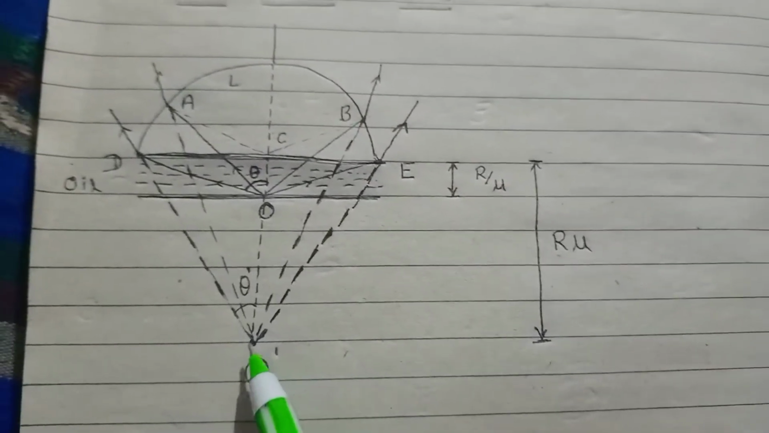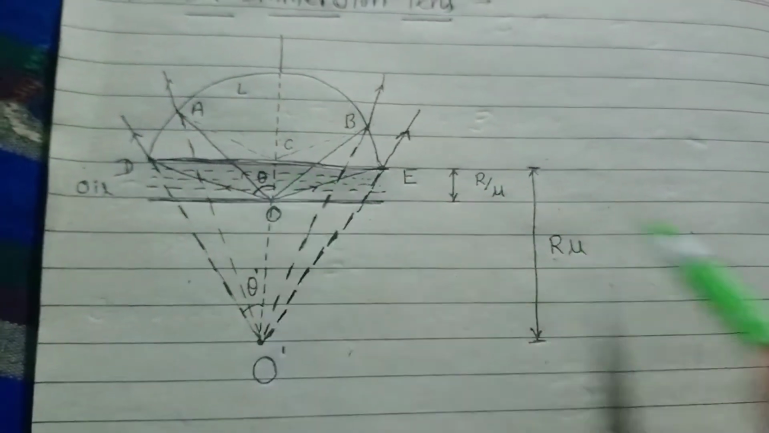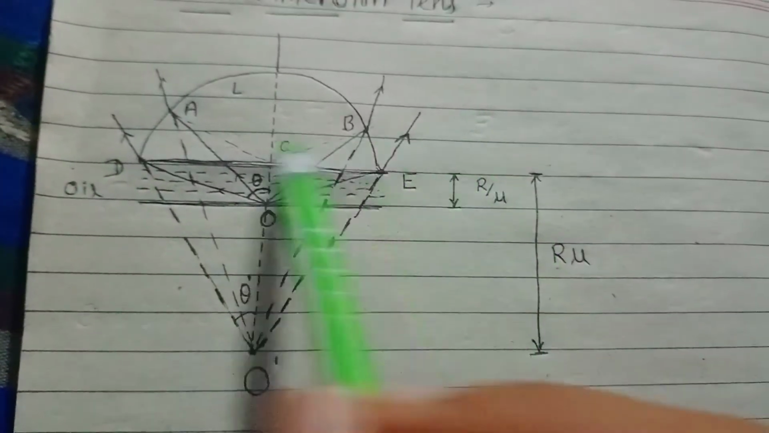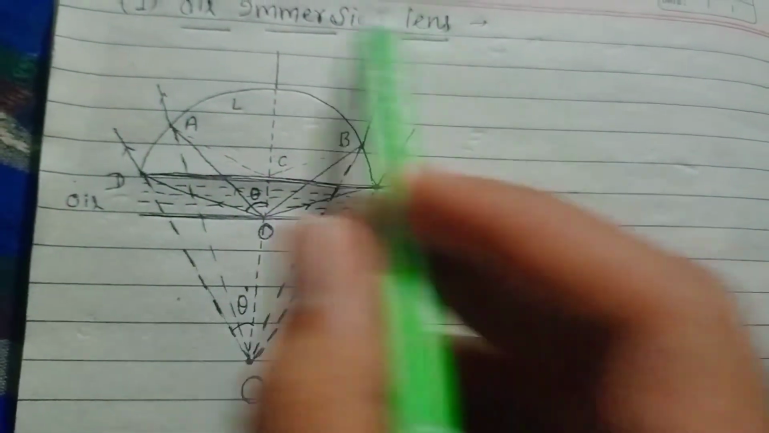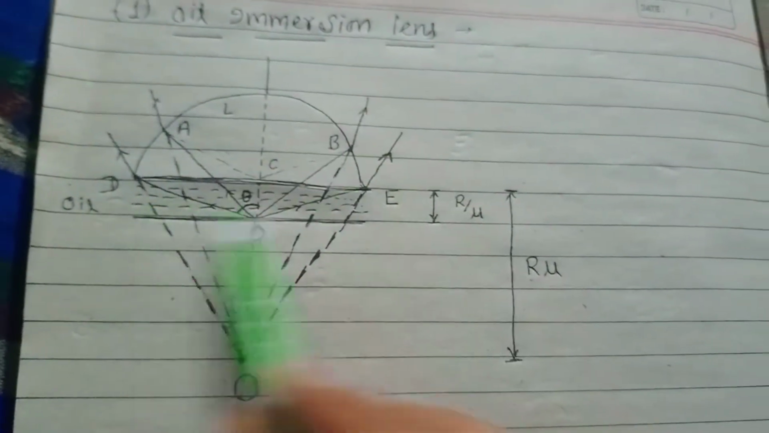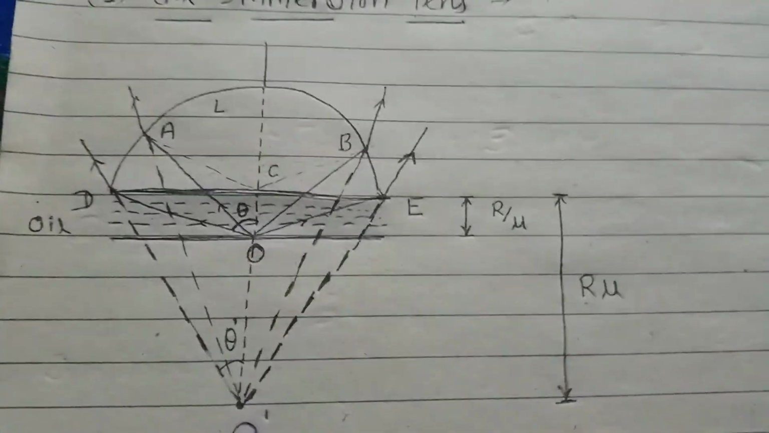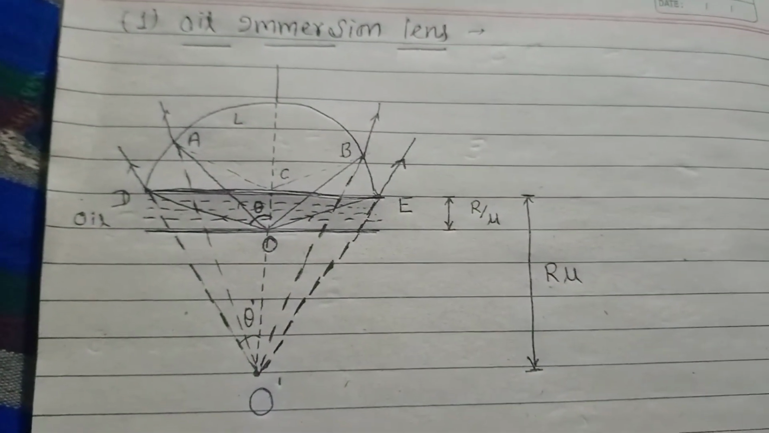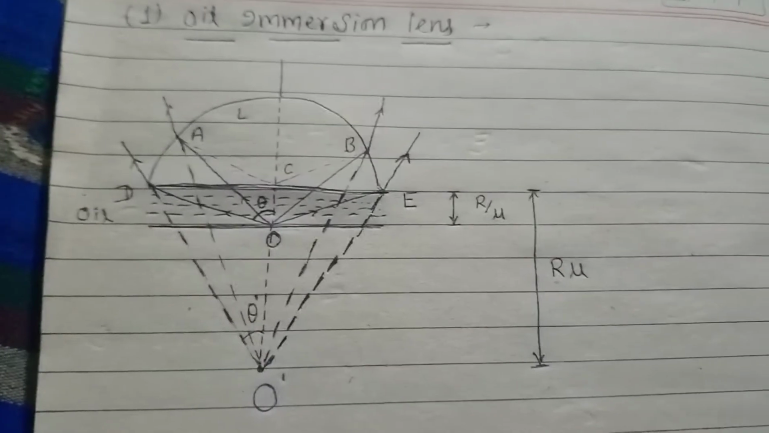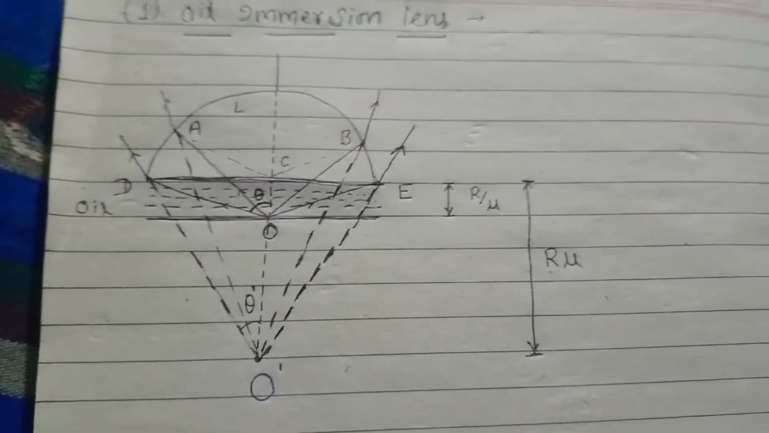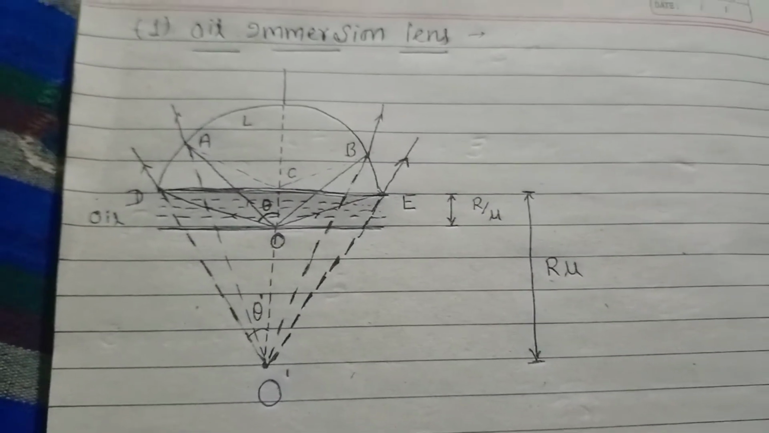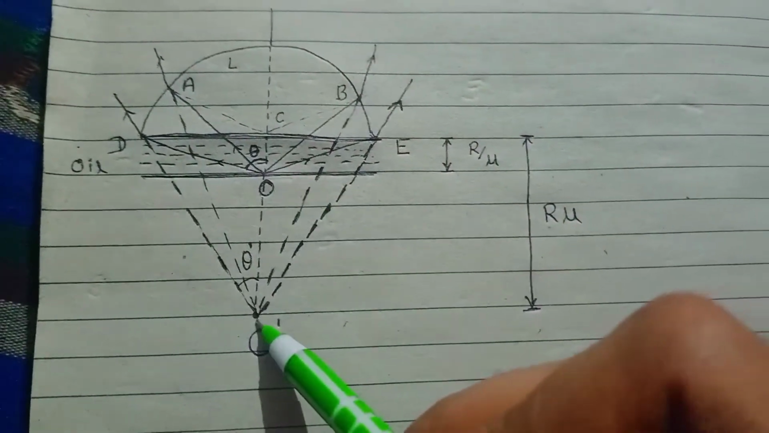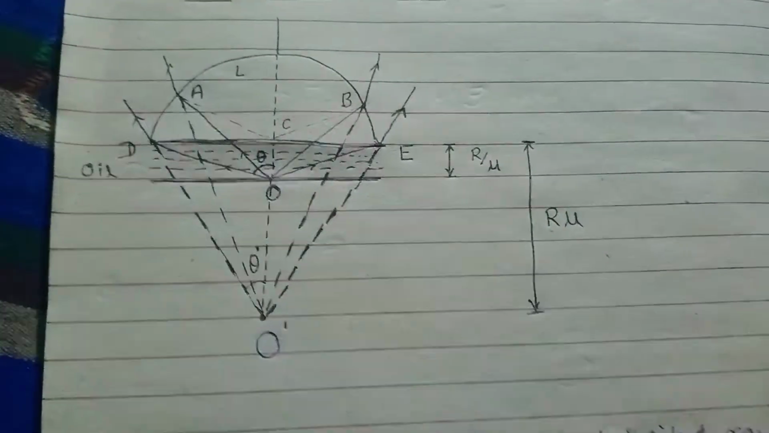And the distance of point O dash from the center of the lens is R mu. So you can see all these four rays make a very wide beam of light without any problem of spherical aberration, which is the work of aplanatic points. The aplanatic points give us a beam of light without any spherical aberration. It is the application. So here point O and point O dash are the two aplanatic points in this case.